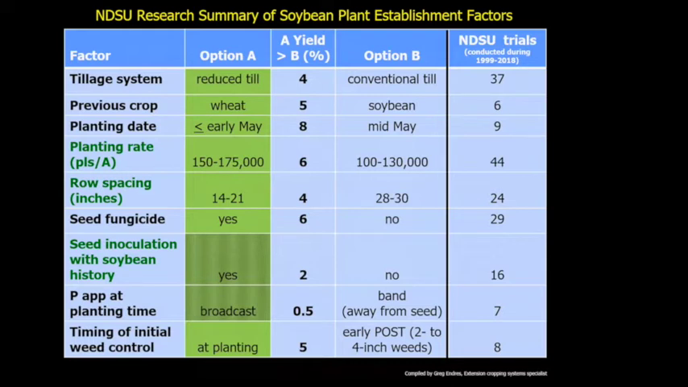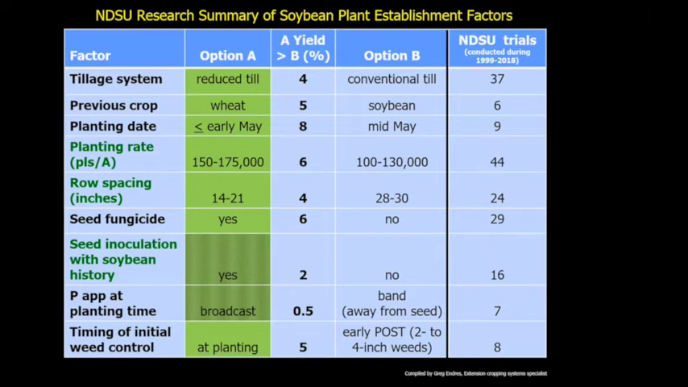For example, on tillage systems, if a person chooses some type of reduced till system, averaged across 37 trials over actually a couple decades, we see an average yield advantage of about 4% compared to conventional till. So keep in mind, all of these are only guidelines. They're a starting point for you. We want you to be in column A as a starting point, and then use these numbers and fine tune for your farm or actually for your field.